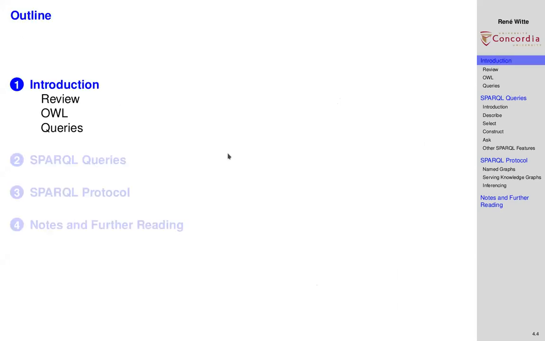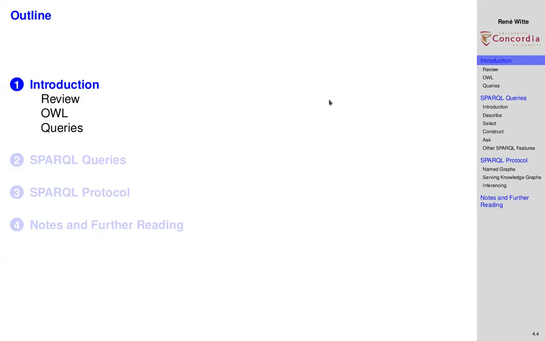This time we are still talking about knowledge graphs. I will give you a quick review on some of the topics we talked about last time. I will also, again, very quickly talk about another vocabulary language that we don't cover in so much detail in this course called OWL. And then we'll come into the main topic for today, which is how to query a knowledge graph.